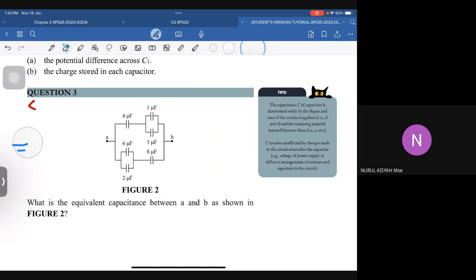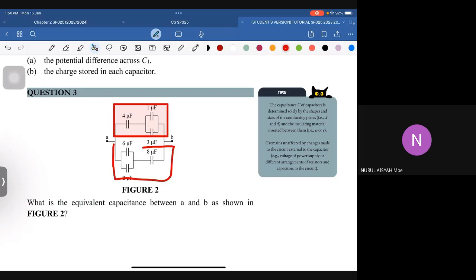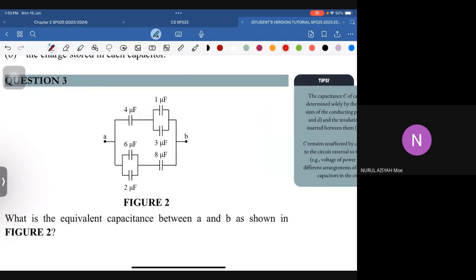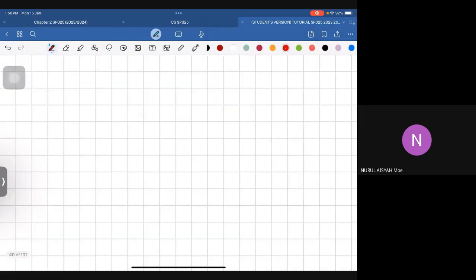Alright, so sekarang ni, since kita ada junction A and B, we will look at this as upper and lower lah. Okay, so kita ada first part here, and then kita ada second part here. Okay, macam tu lah kita tengok dia. Okay, so for this one, first you have to label them lah. Kalau banyak betul capacitor dia, kamu better start by labeling the capacitor.